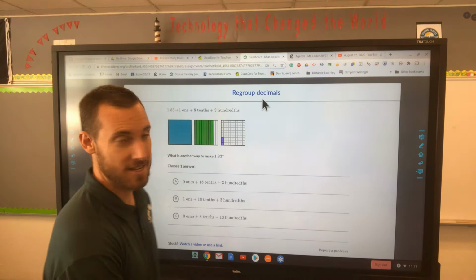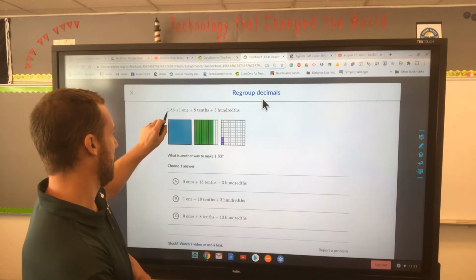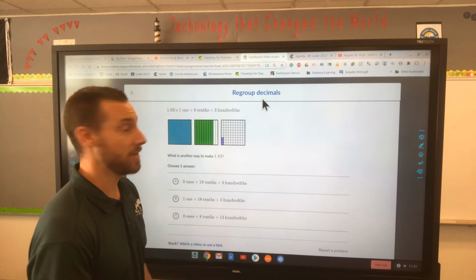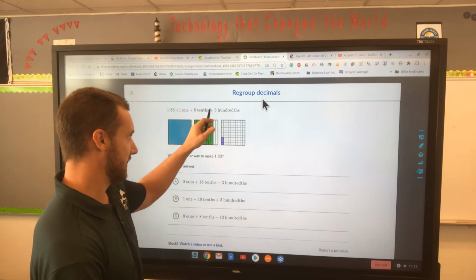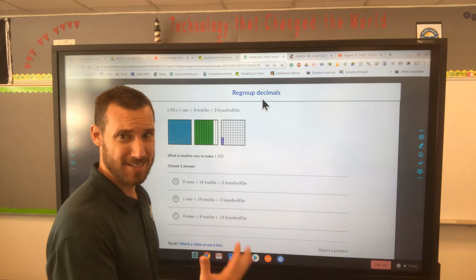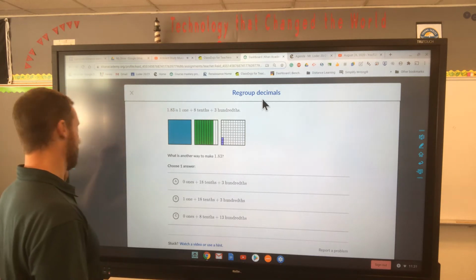Now let's go ahead and get started with our first one. It says 1.83 or 1 and 83 hundredths is 1 plus 8 tenths plus 3 hundredths. What's another way to write it? So they're basically just trying to see how well we know how to do place value.